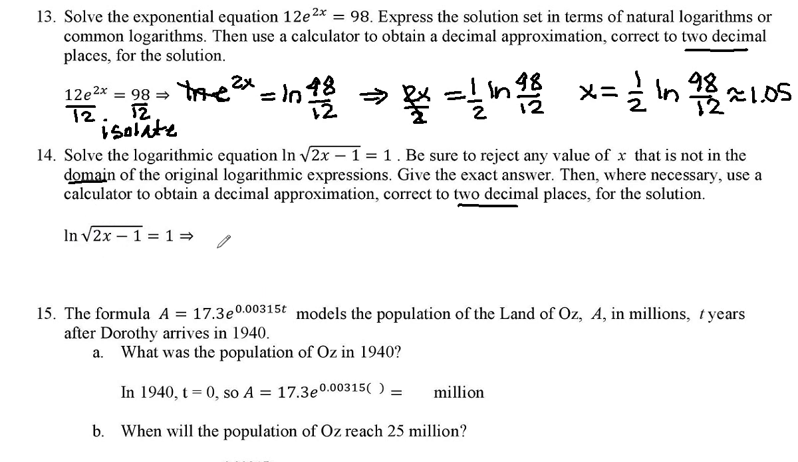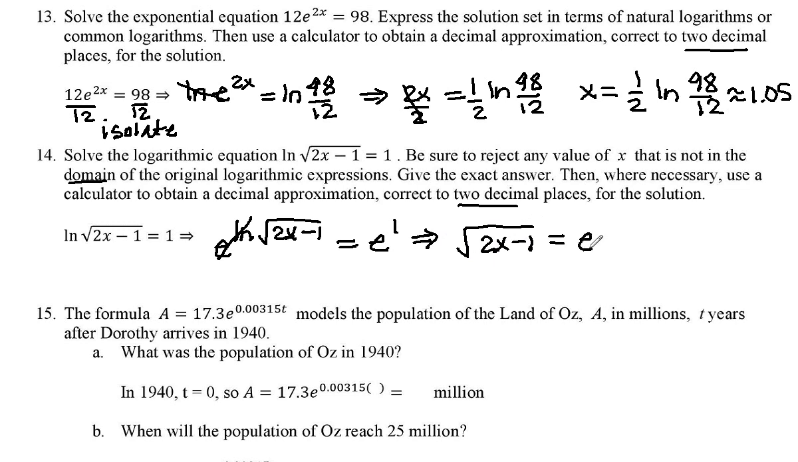So then you undo logs with exponentials. So e to the natural log of the square root of 2x minus 1 will equal e to the 1. So we exponentiate on both sides. e and ln cancel, so they're gone. So now we've just got that square root of 2x minus 1 on the left and it equals e on the right. So now we want to undo the square root, so we'll square on both sides. Then the square and the square root cancel out as inverses. So we get 2x minus 1 is equal to e squared.